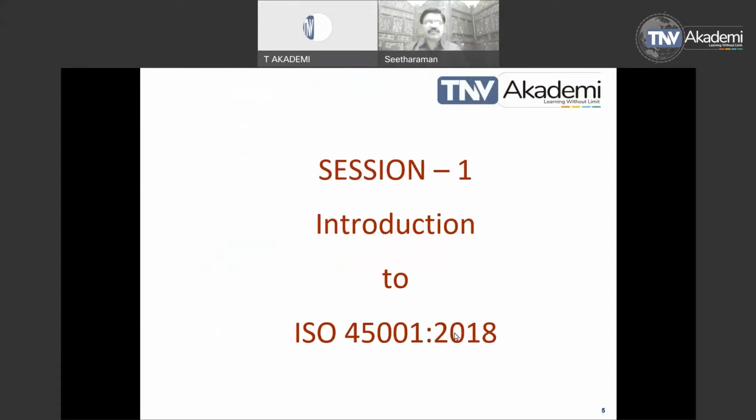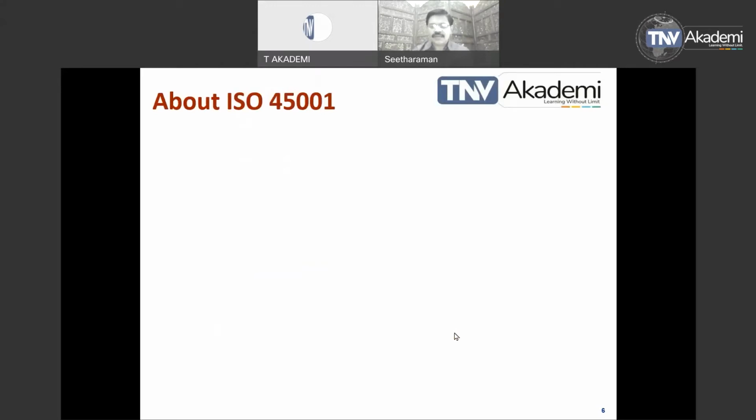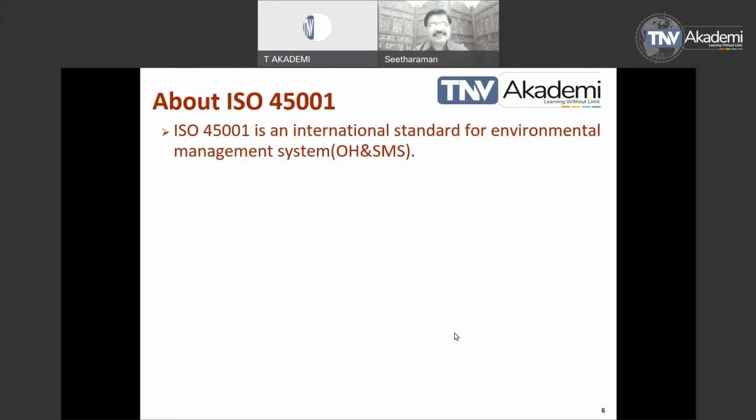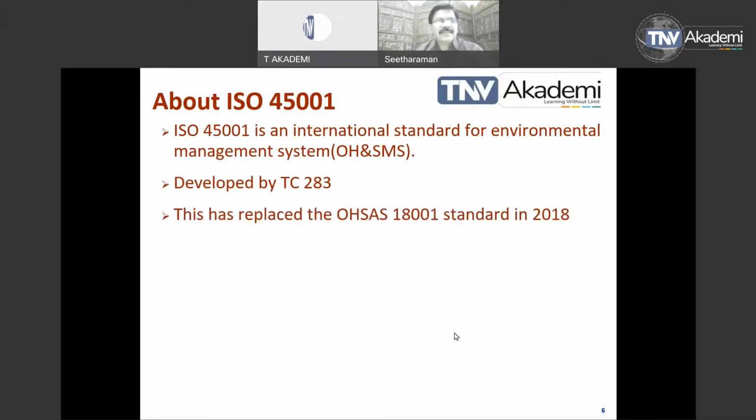First, we'll start with the introduction to ISO 45001:2018. So what is this standard? ISO 45001 is an international standard for occupational health and safety management system. And this is developed by Technical Committee TC 283. So this is a technical committee responsible for developing the occupational health and safety management systems. For every standard, ISO has got a technical committee who will be responsible for developing the standard. This has replaced the OHSAS 18001 standard in 2018.